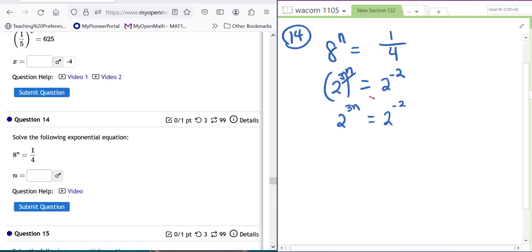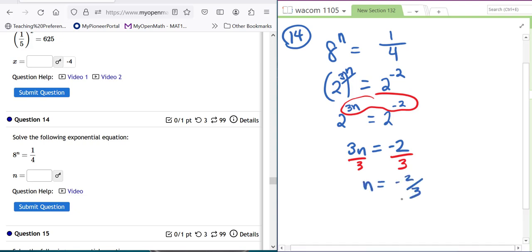Now you can drop those bases, set this equal, and you can solve. So 3n equals negative 2. Forget about the bases. Isolate your n. So n equals negative 2/3.